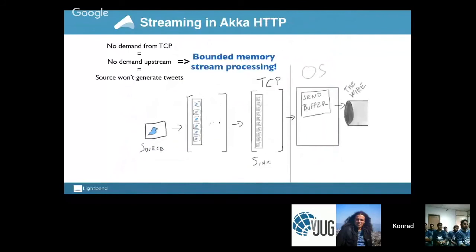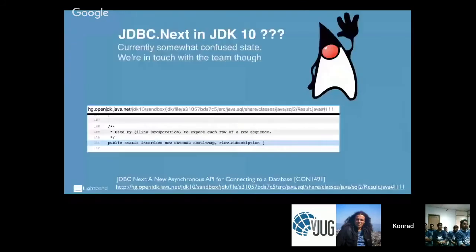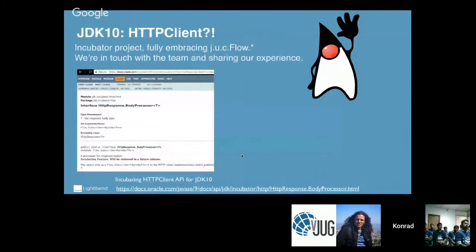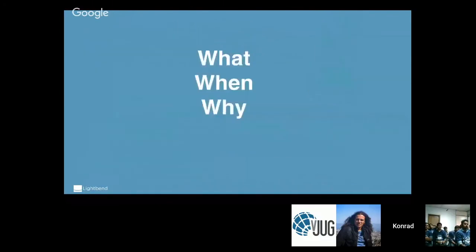So the JDK is kind of inverting that relationship, and it asks you to give them a sink, so a subscription. Both styles are fine, both work all right. They have just different trade-offs, which I can go into in Q&A if you want. So the mapping is basically Flow Subscriber means Akka Streams Sink means BodyProcessor in the HTTP client.